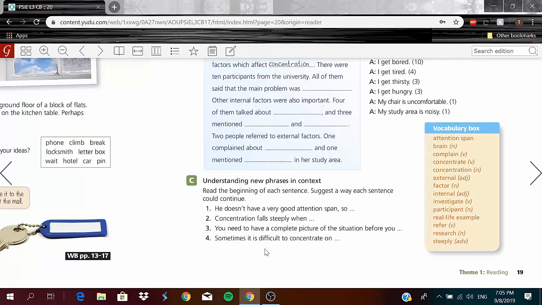You need to have a complete picture of the situation before you, what do you guys think we could say? You need to have a complete picture of the situation before you put the blame on someone. That could also be true. And sometimes it is difficult to concentrate on a certain subject. That is also one way the sentence could continue. Obviously these will be entirely up to you. Now let's go to the next page.